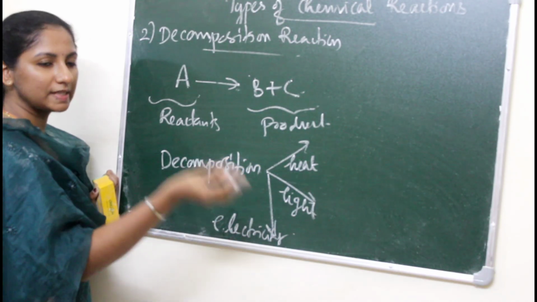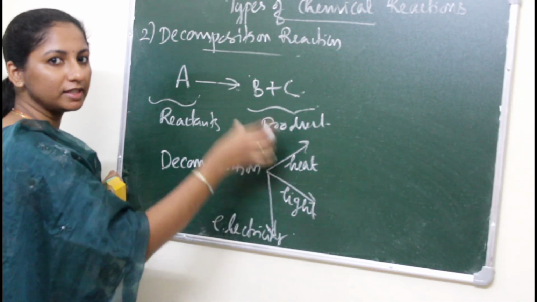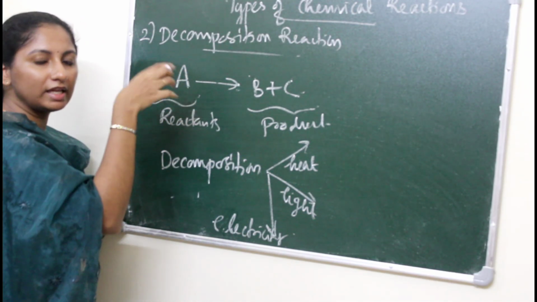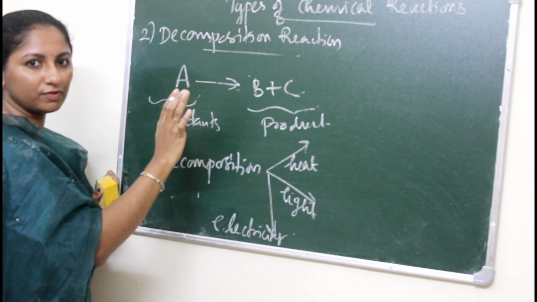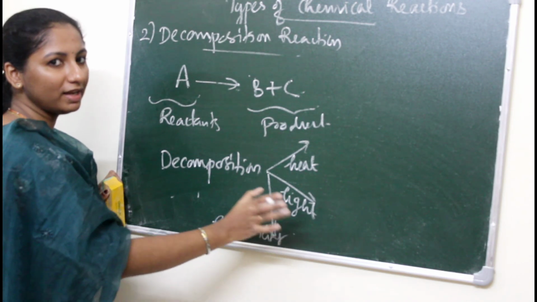And there is another type of decomposition reaction, that is by the application of light. What will happen? We apply sunlight or any type of light to this reactant and we get two or more products from that single reactant. Such a reaction we can call decomposition by light.